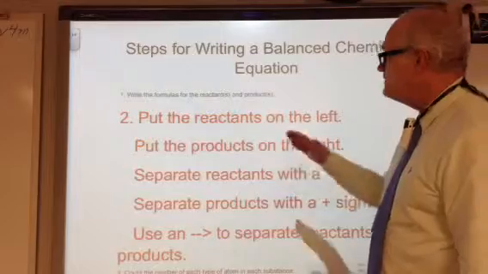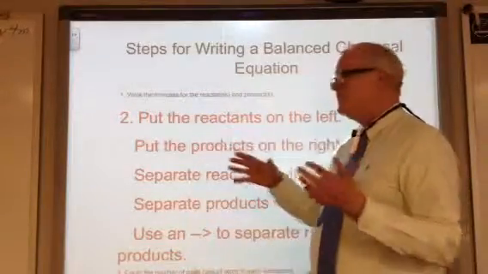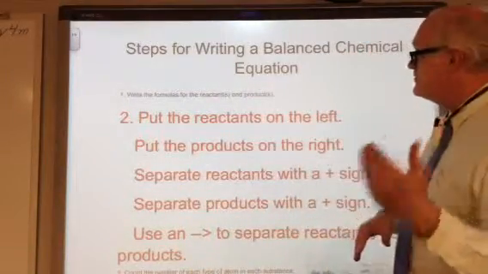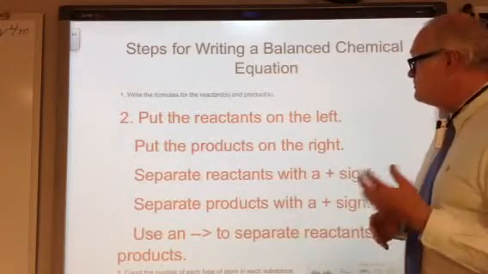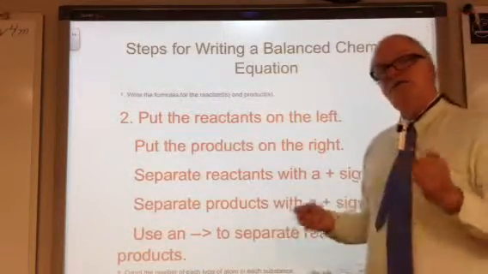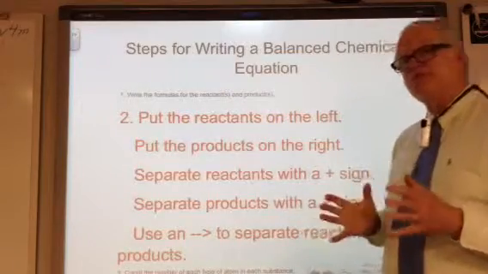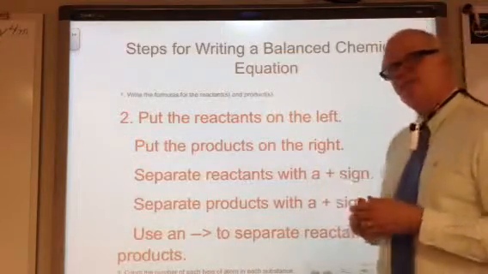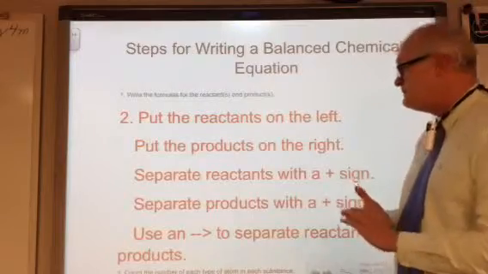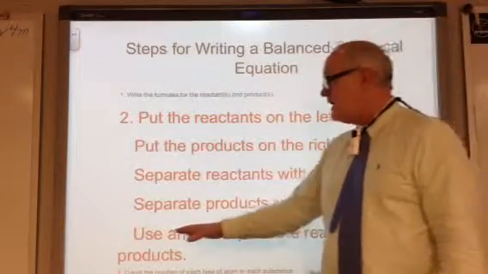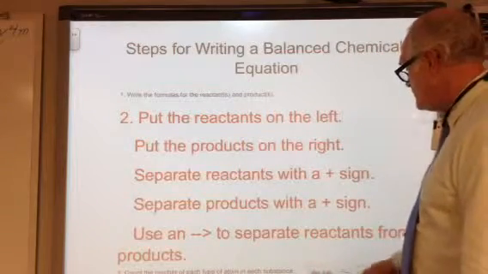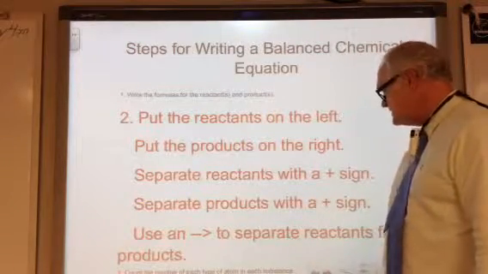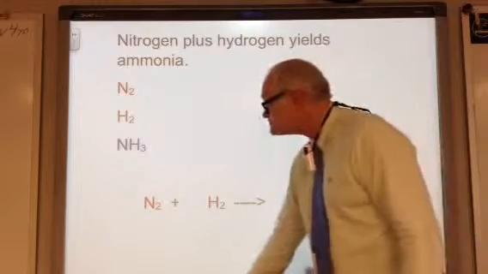So what do we do next? We're going to organize our formulas now. We want to put the formulas for the reactants on the left-hand side of our equation, the formulas for the products on the right. We're going to separate 2 reactants with a plus sign. If we had 2 products, we'd also separate them with a plus sign. And we're going to use our arrow, our chemical yield sign, to separate the reactants from the products. Let's see what that looks like here.